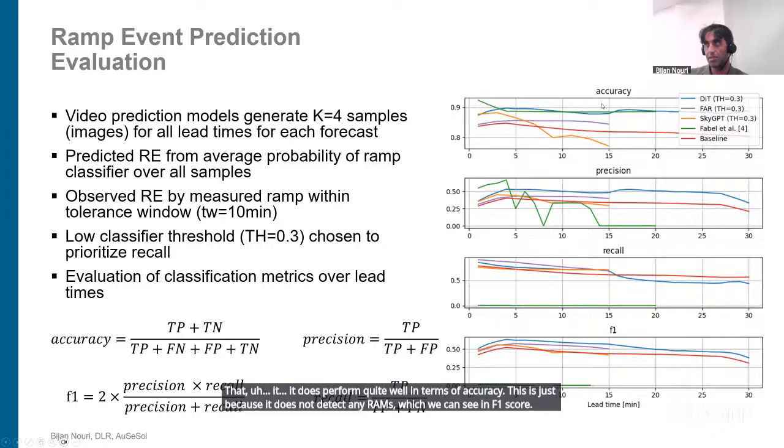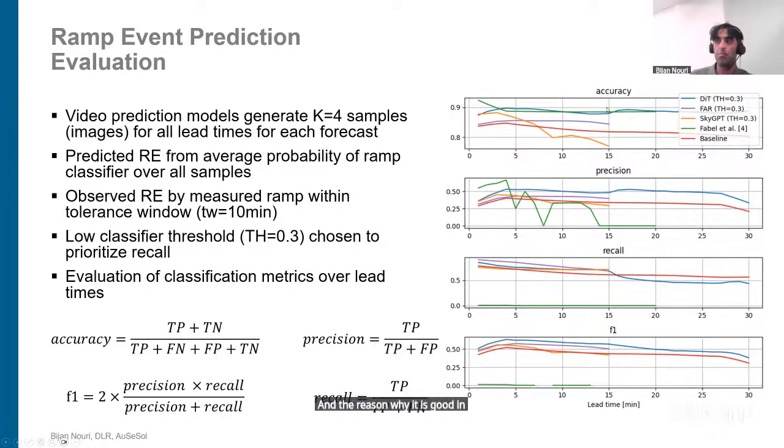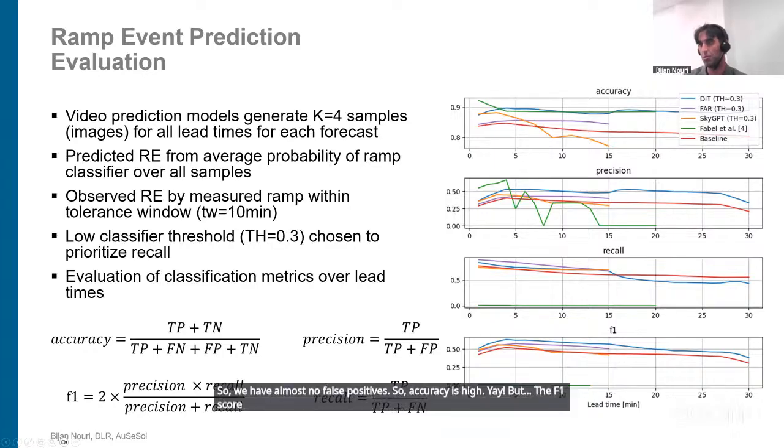And the reason why it is good in accuracy is because in most cases, there are no ramps. So we have almost no false positives. So accuracy is high, yay. But the F1 score is at 0. So we are not detecting any ramps at all. So it's basically unsuited. So we can predict the energy yield, but not the ramps.